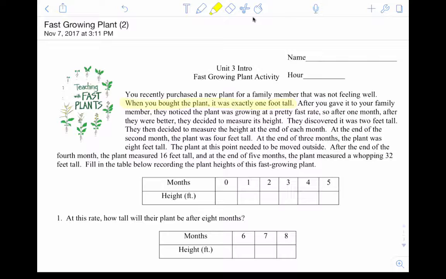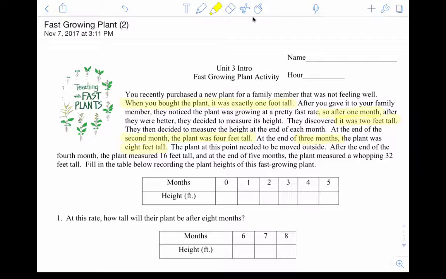So after 1 month, after they were feeling better, they decided to measure its height. They discovered it was 2 feet tall. They then decided to measure the height at the end of each month. At the end of the second month, the plant was 4 feet tall. At the end of 3 months, the plant was 8 feet tall.